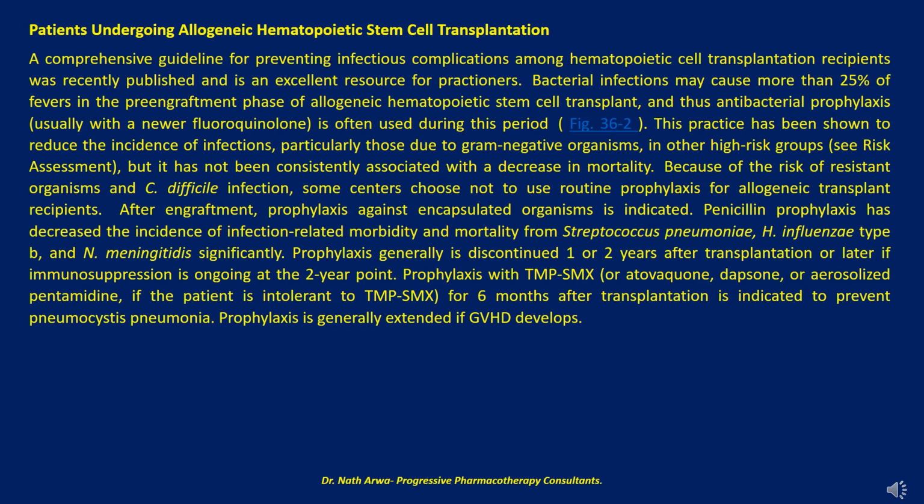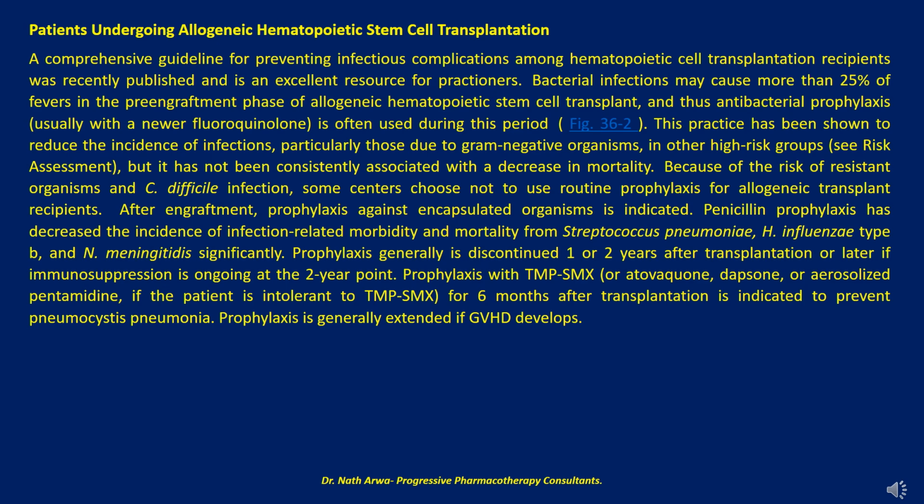We will now focus on patients undergoing allogeneic hematopoietic stem cell transplantation. A comprehensive guideline for preventing infectious complications among hematopoietic cell transplantation recipients was recently published and is an excellent resource for practitioners. Bacterial infections may cause more than 25% of fevers in the pre-engraftment phase of allogeneic hematopoietic stem cell transplant, and thus antibacterial prophylaxis, usually with a newer fluoroquinolone, is often used during this period, as shown in Figure 36.2. This practice has been shown to reduce the incidence of infections, particularly those due to gram-negative organisms, in other high-risk groups, but it has not been consistently associated with a decrease in mortality.